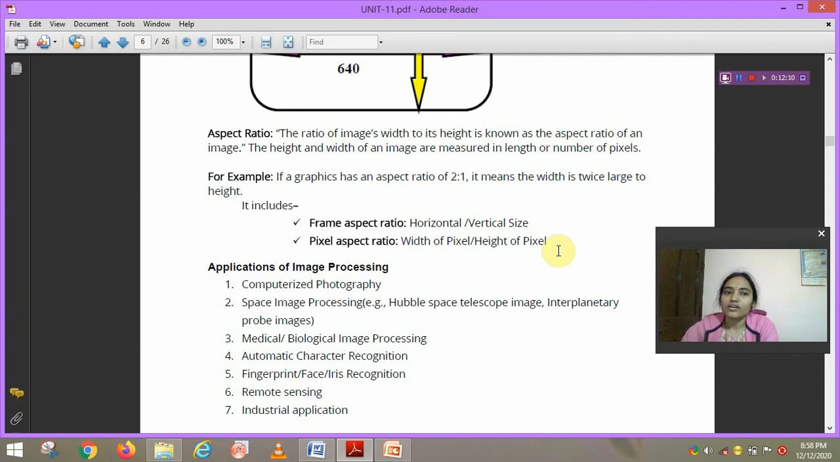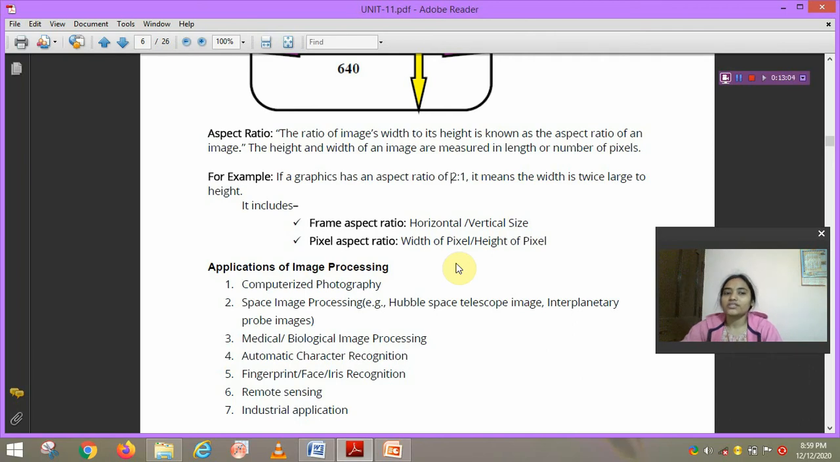So this is what aspect ratio is, what a pixel is, what resolution is, all these things in detail. Next is the application of image processing. Image processing is used in computerized photography, space image processing, for example Hubble Space Telescope images, interplanetary probe images, and also in medical or biological image processing, automatic character recognition, fingerprint, face and iris recognition, remote sensing, and industrial applications. Here the image processing concept is used.